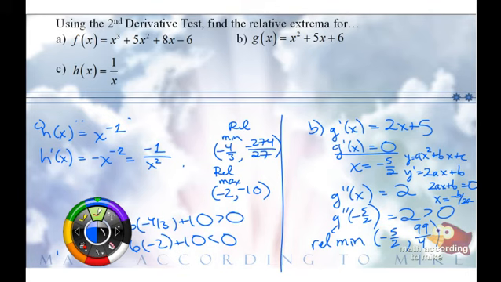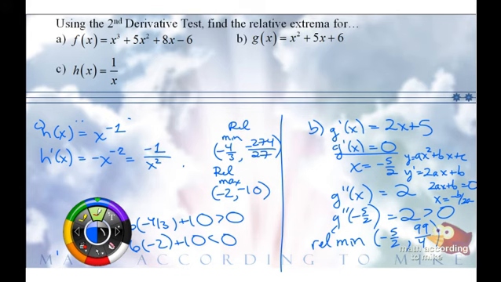So when does the first derivative equal 0? Never. So we can't even use this test. It is actually going to turn out there won't be any relative extrema. So even if you use the first derivative test, you wouldn't have anything. But as far as the second derivative test is concerned, it's inconclusive.